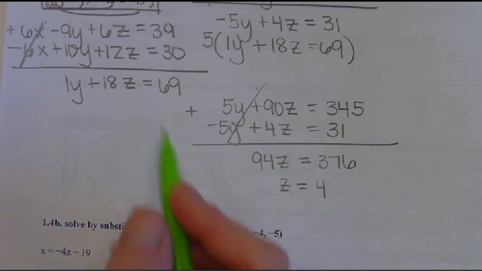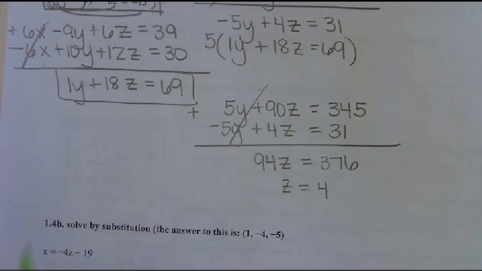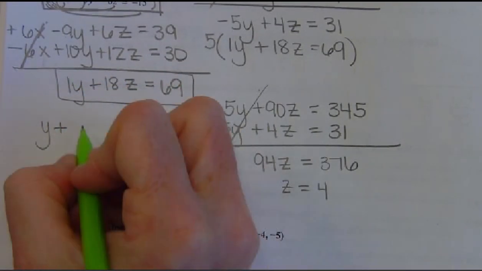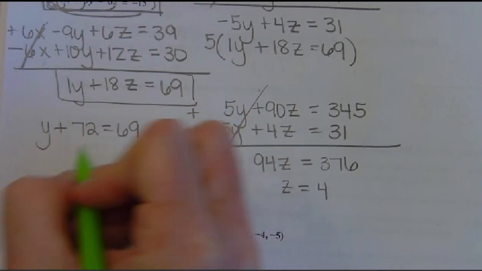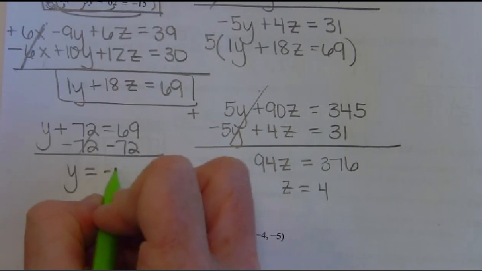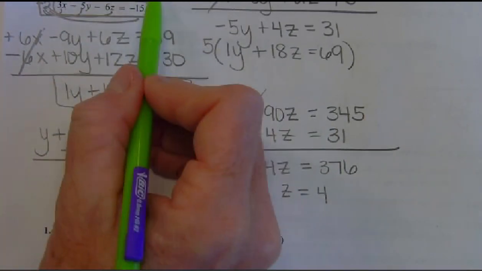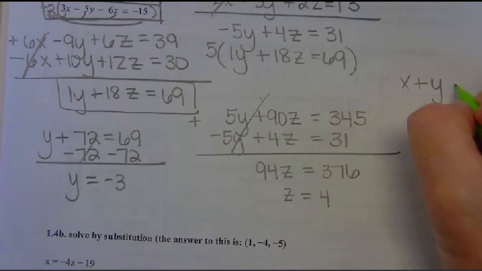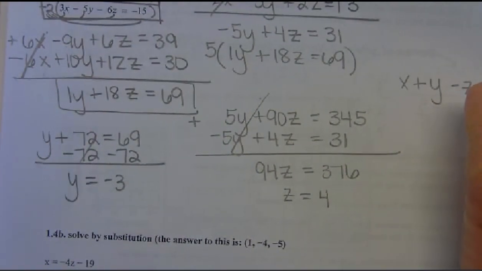Once I have z, I'm just going to plug it into this one right here because it's right there and easy. Y plus 18 times 4 is 72 equals 69. Subtract the 72, y equals negative 3. And then I plug it into my top one. It says x plus y minus z equals negative 9.